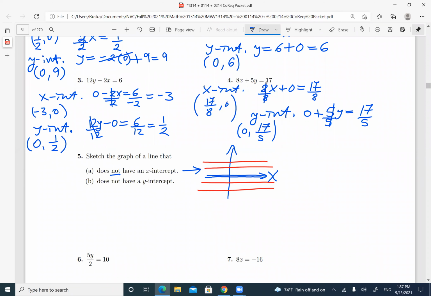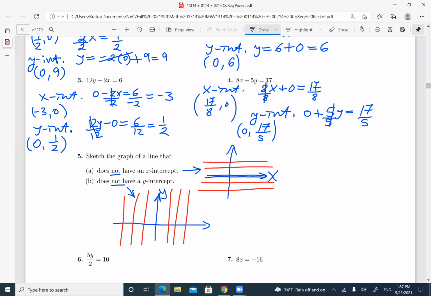Let's find a graph which is not crossing the y-axis. So what is it going to look like? So this is the y-axis, you never cross it. So what type of line is that? Vertical. Vertical, good job. So if you never cross the y-axis, it's going to be a vertical line. It could be here to the left, to the right, it doesn't matter, but it has to be parallel to the y-axis. I'm just giving you some examples.